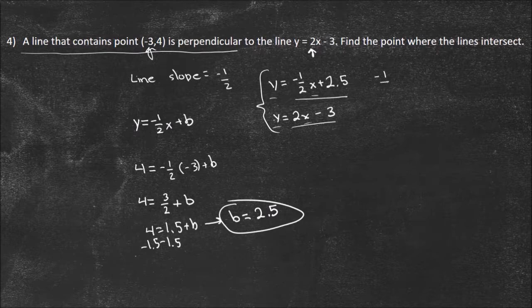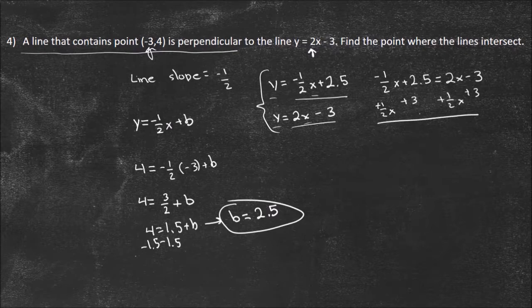I'm going to set negative 1/2 x plus 2.5 equal to 2x minus 3. Okay, and now it's just like any algebra problem, you solve for your variable. So I'm going to bring the 1/2 x to the other side, and then I'm also going to add the 3 to the other side. May as well do everything in one step. Okay, and 2.5 plus 3 is going to give me 5.5 equals 2 plus 1/2, which is 2.5x.